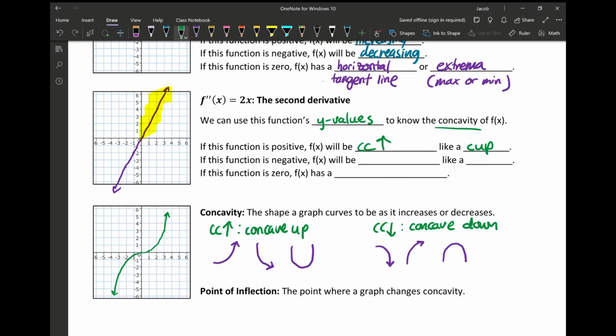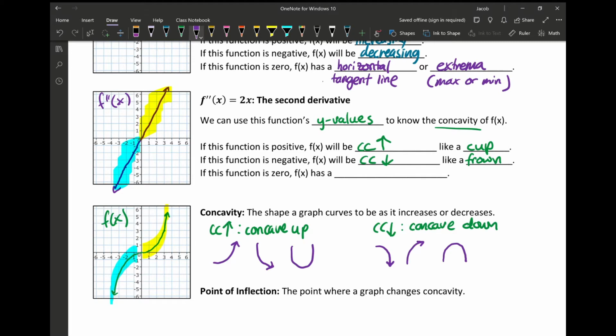If the function is negative, then it's going to be concave down. You can probably think about what rhymes with down. Like a frown. There we go. So clearly, the concavity of the original function, which is right here, that's f of x. If you need to label this as f double prime of x, the second derivative, then you can see the concavity.